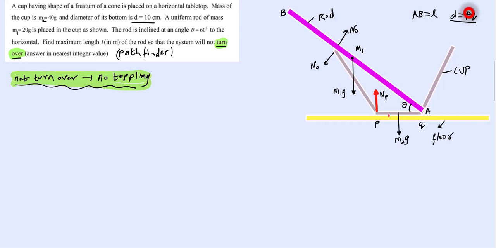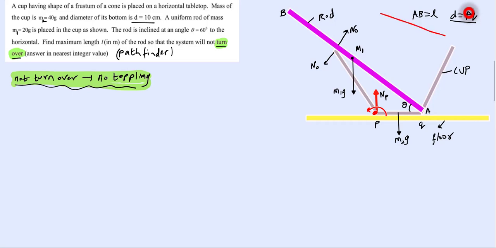Now the cup has a tendency to rotate about point P, to topple about point P. When the length of the rod is maximum, the normal reaction will pass through the point P. If the rod were not there, the normal reaction would pass through this point. As the length of the rod increases, the normal reaction will shift. When the cup is about to topple, it will topple about point P. This is one basic idea of why it will topple about P.